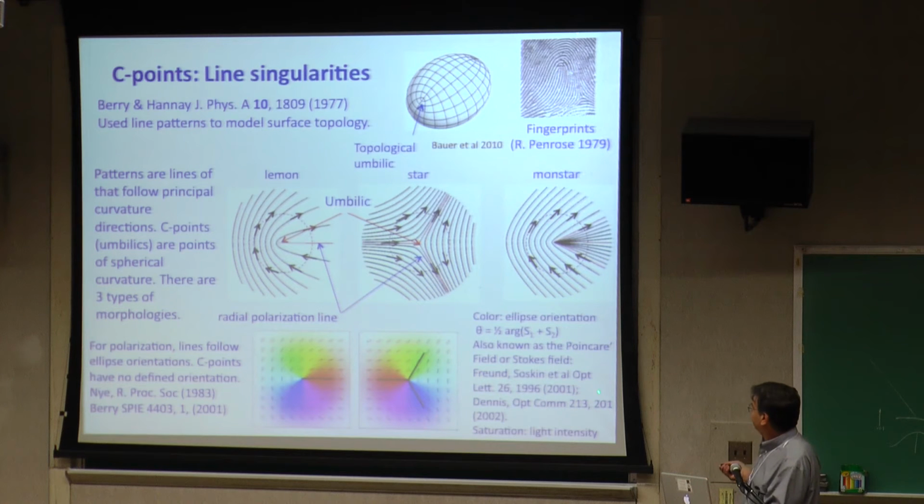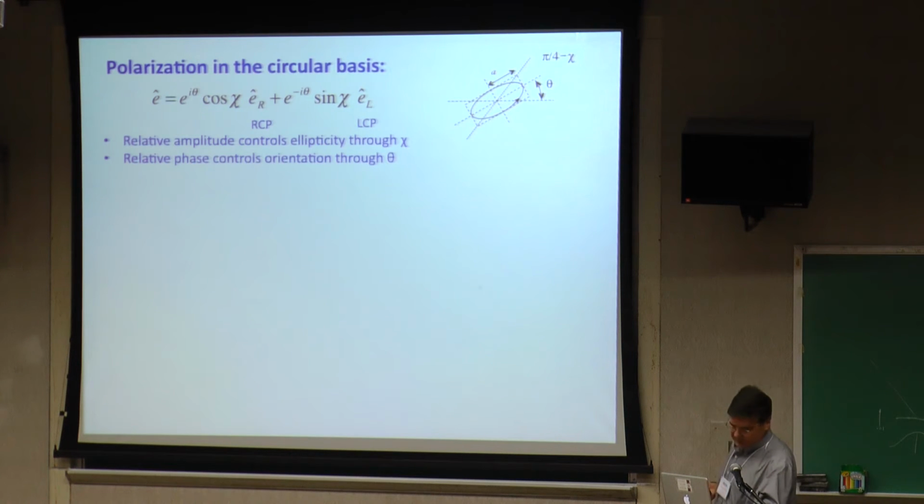And okay, and then I already said that. Now also I encode the intensity of the beam that would have these properties by the intensity or the saturation of the color. Okay, so a little bit of background for Poincaré beams.